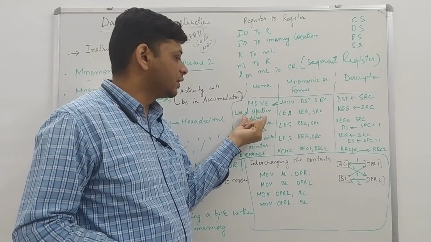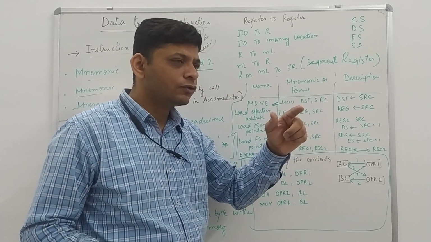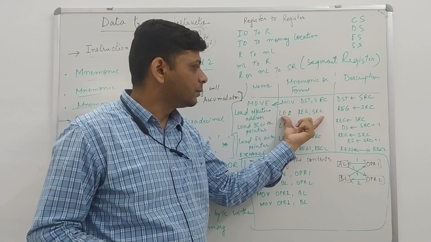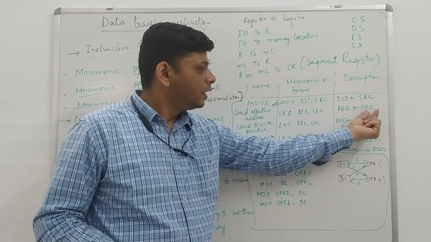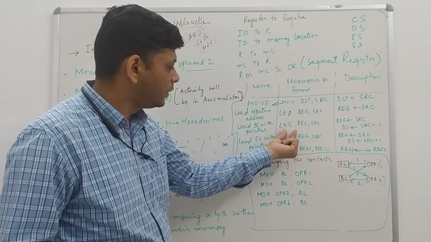Likewise, we have load effective address. If we want our address to be loaded from source to any register, we can use this particular format, from source to a register. LDS with pointer, right?